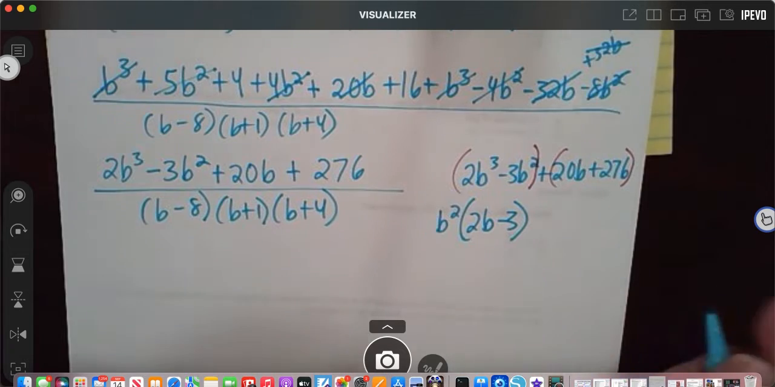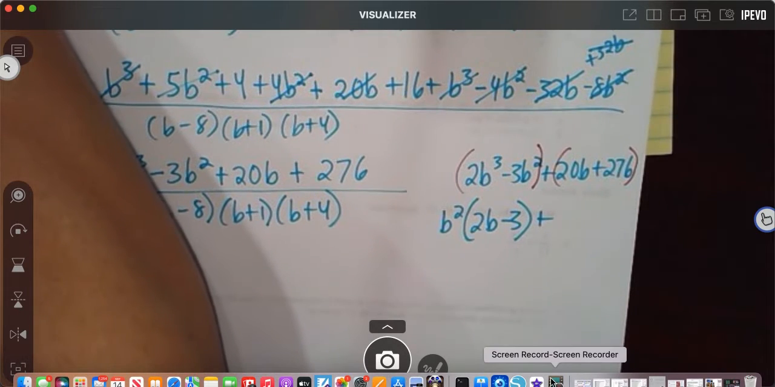Now on the other one, what can I factor out of 20 and 276? I think it's 4. It's not 5. It's not 20. It goes into 276 69 times. Nice. 4, hold on. Let me pause it.